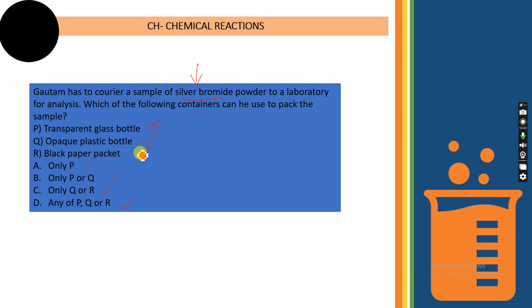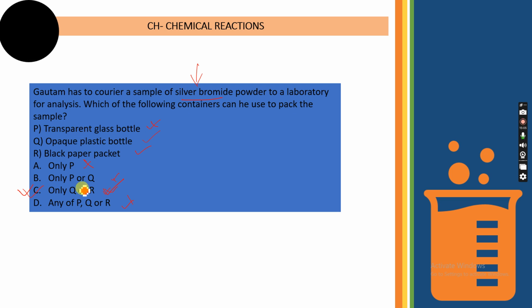paper packet, because it is black in color, so no light can pass through a black paper, right? So it will block the light, so that's why we can also use black paper packet. So option Q and R, both of these options will be there. Now see where Q and R are there, so this is the correct option. Okay, option C. Rest all is wrong.